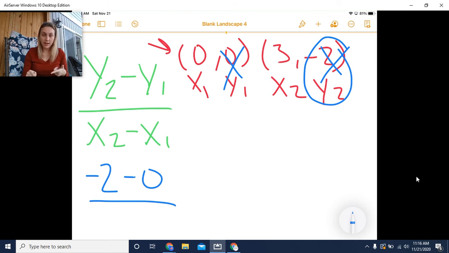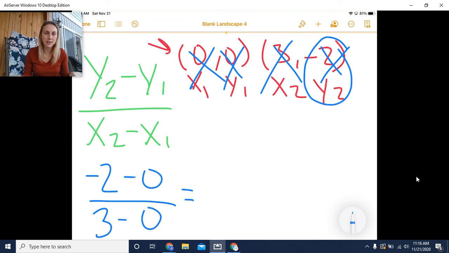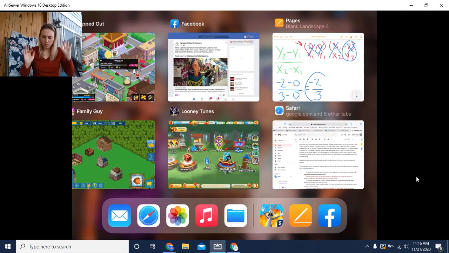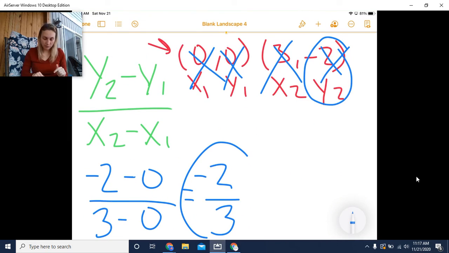And then we have x2, which is 3. And we're going to subtract that by x1, which is 0. Once you have that, you just have to simplify across. This one's super easy because you don't really have to do anything because -2 minus 0 is -2, and then 3 minus 0 is 3. Cool. You can't reduce this. You cannot reduce this. This is also going to be a negative slope. So once you have this, you're done. That's your slope right there.